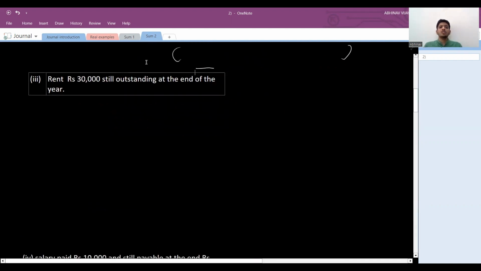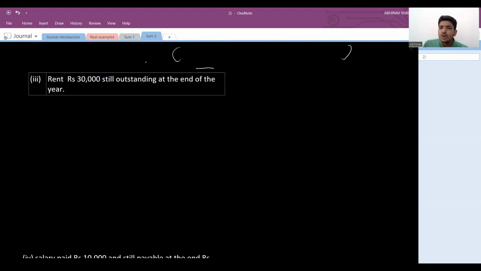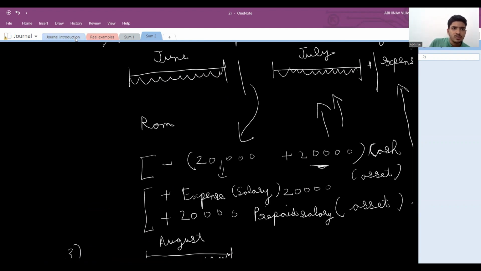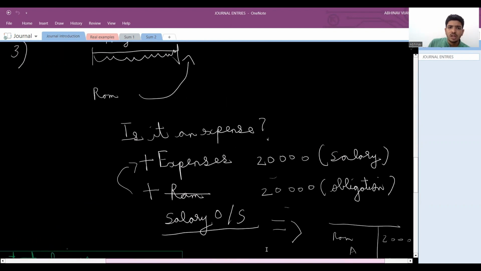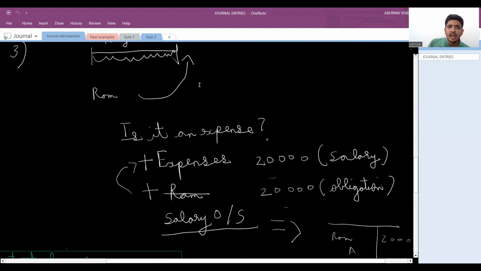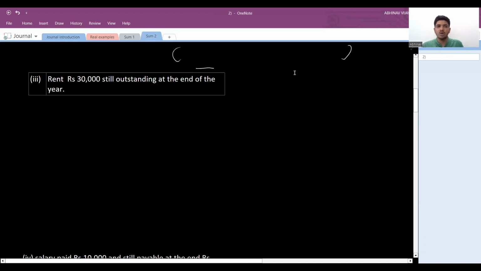Now, rent 30,000 still outstanding at the end of the year. Now here is a little conceptual part. I've already told you about the treatment of outstanding at the end of the year. You remember? Salary outstanding is where you didn't pay him cash, but expenses were incurred, so you treat it as an obligation. The same part here. In a little more detail, I'll explain now.